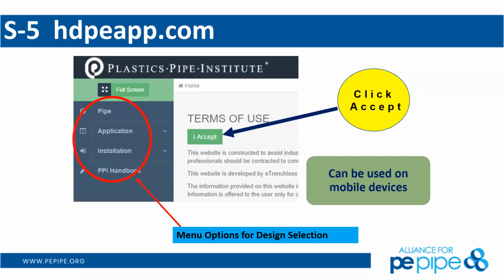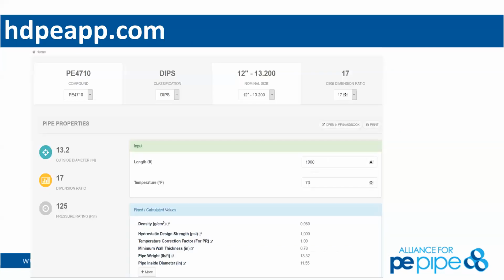HDPE app's probably one of my favorite online design calculators for polyethylene pipe. It goes through all the aspects of it. So just type into your browser www.hdpeapp.com, and it pretty much operates like an app on your phone, but it's not a downloadable icon. But it is mobile friendly as well. So if you have a tablet or you got to use it on your phone, you can do that.